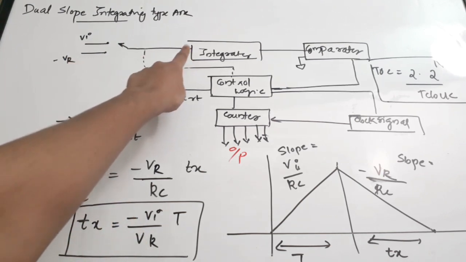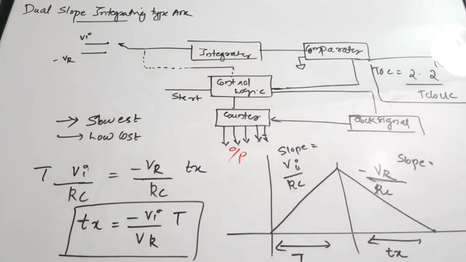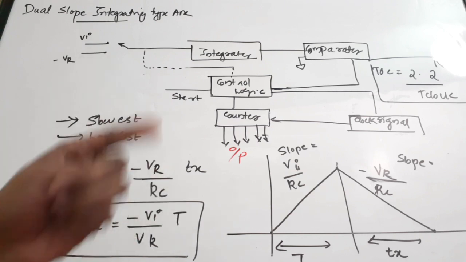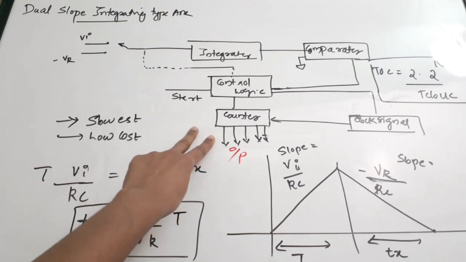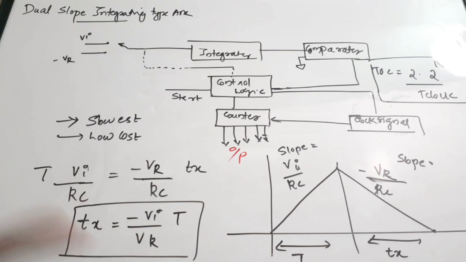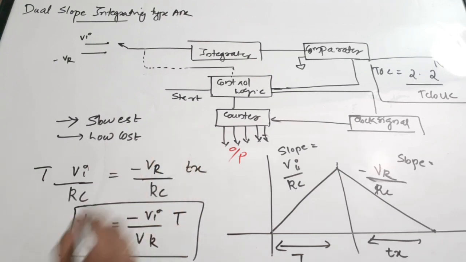While it is connected, the integration will start and the integrator output is connected to the comparator, and one of the inputs of the comparator is connected to the ground. So the comparator compares the output of the integrator, and on every clock cycle the counter will be incremented by 1. And what happens when the counter reaches its maximum count? It goes on incrementing and on reaching the maximum count it generates an overflow signal and sends this overflow signal to the control logic.